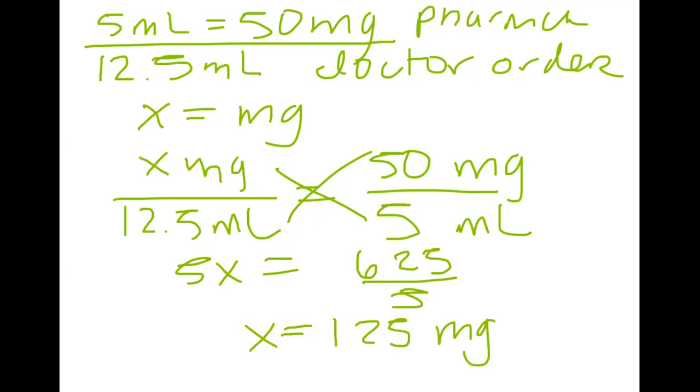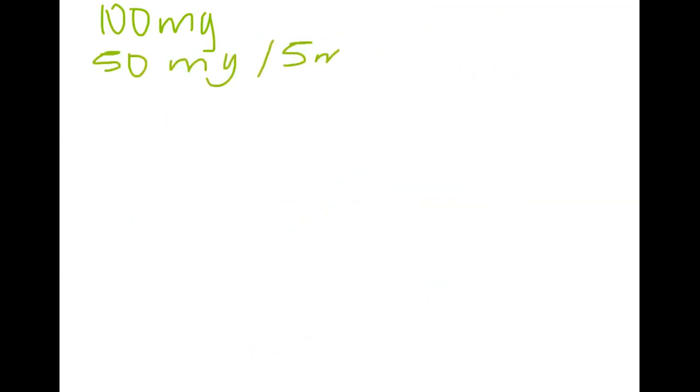Now number 22 is asking, a patient is prescribed 100 milligrams of zidovudine syrup as shown. How many milliliters is this? So now we know the milligrams, which is 100 milligrams. And again, it's the same dosing in the pharmacy, so it's 50 milligrams per 5 mLs.